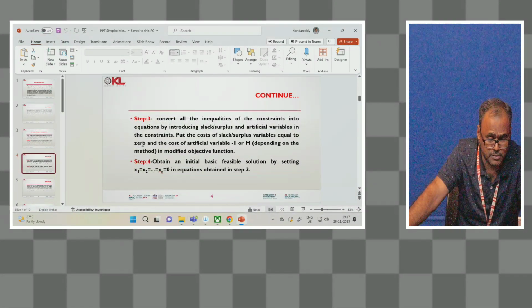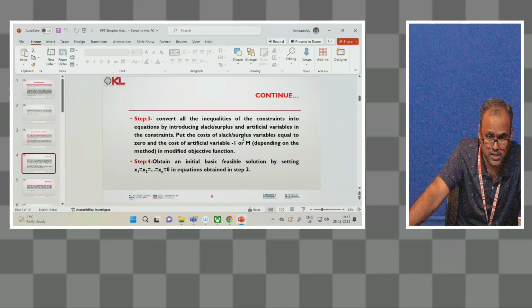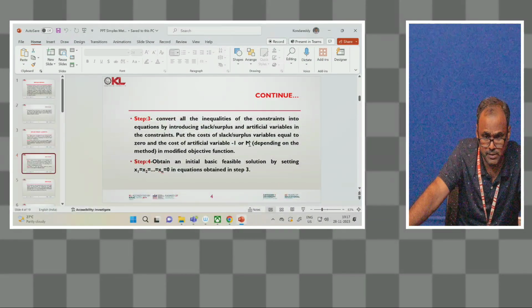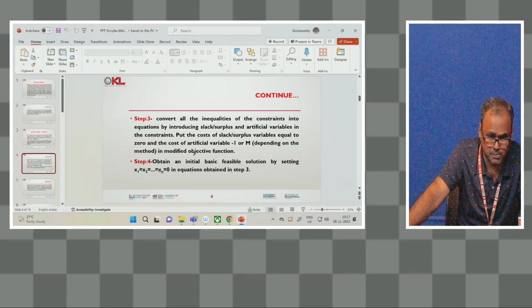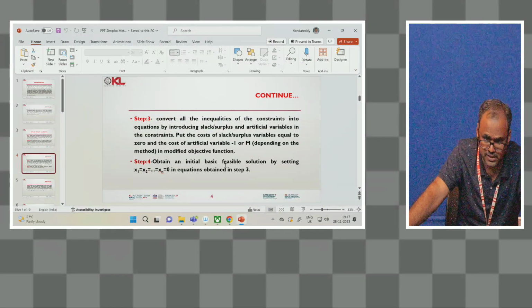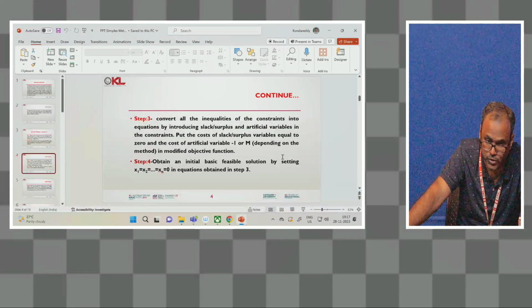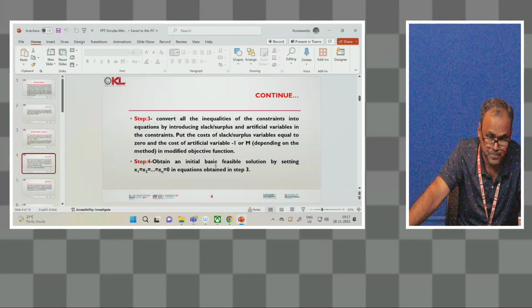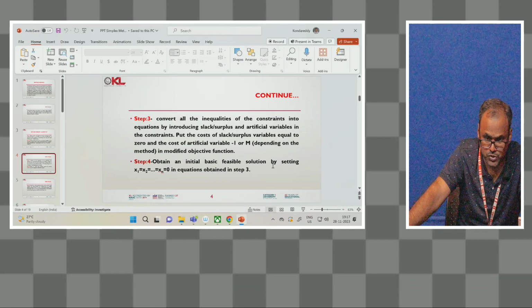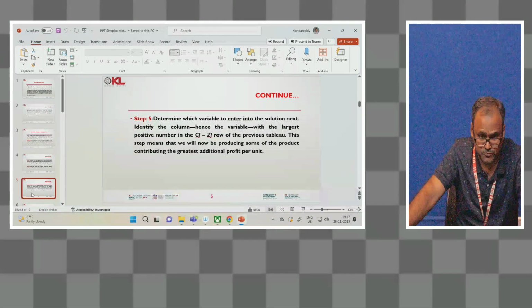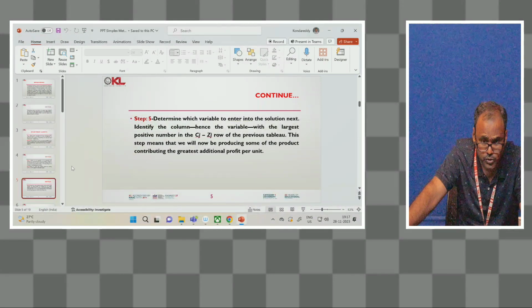And artificial variables in the constraints: put the cost of slack or surplus variables equal to 0 and the cost of artificial variables as -M, depending upon the modified objective function. That is not part of our discussion, we will just introduce it. These are the possible resources, how to rewrite and how to proceed further. Step 4, obtain the initial basic feasible solution by setting all decision variables equal to 0 in the equations obtained in step 3. Then the next one, step 5, determine which variable to enter.